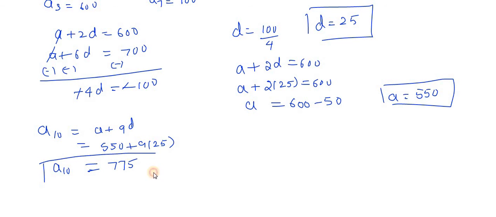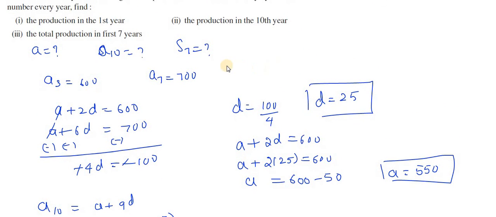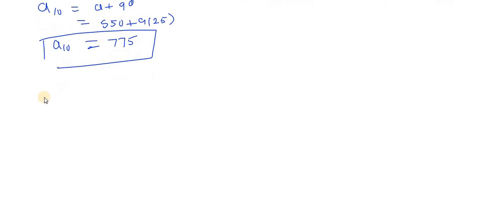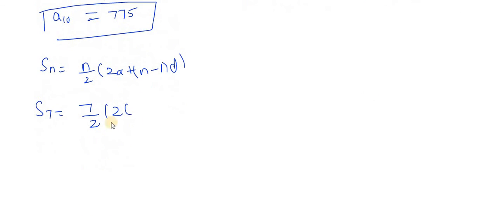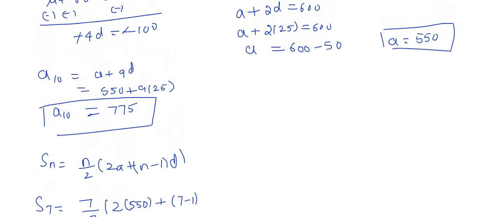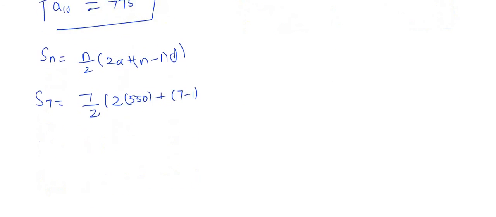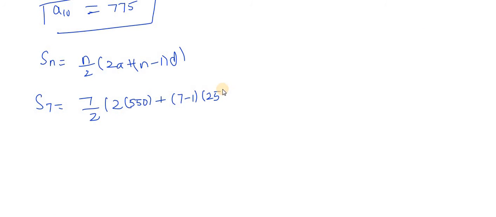Okay. And also we need to find what is S7. S7, in the sense, we know what is n, so we find S7. We know that Sn is equal to n by 2 into 2a plus n minus 1 into d. So therefore S7 is equal to 7 by 2 into 2 into a. A value is just now we found, that is 550, plus n minus 1, that is 7 minus 1, into d. D value is 25, right? Yes, D value is 25 we got.